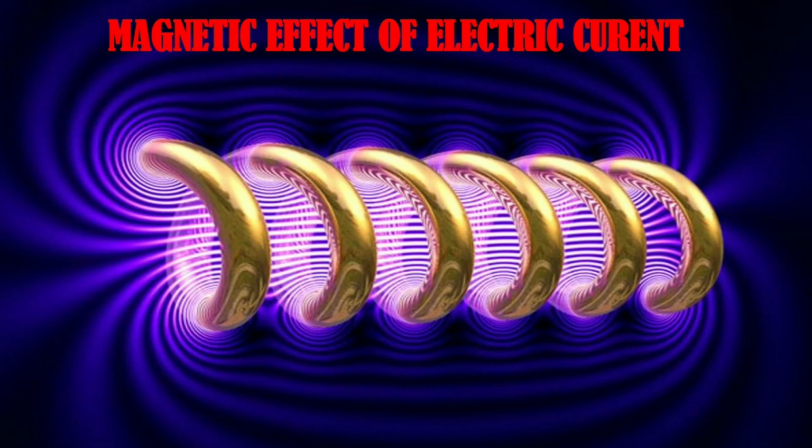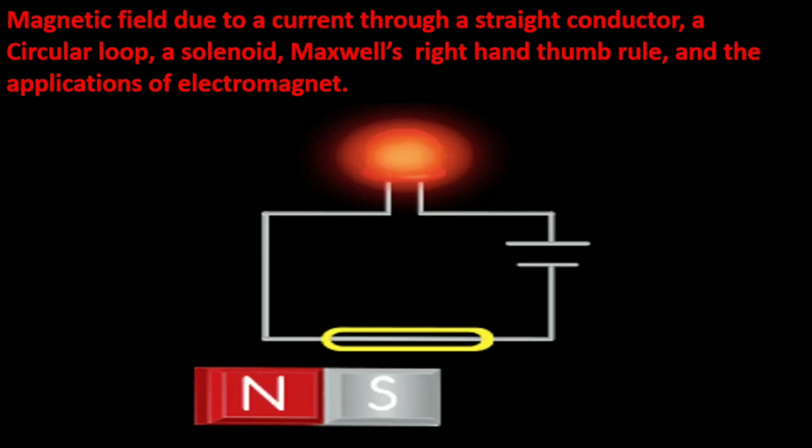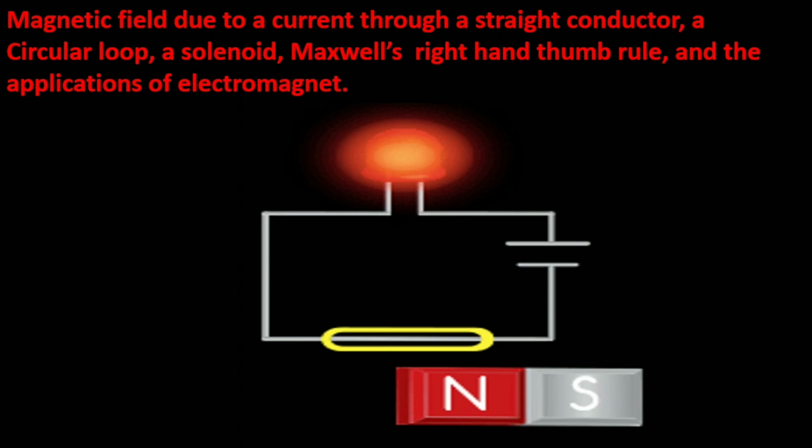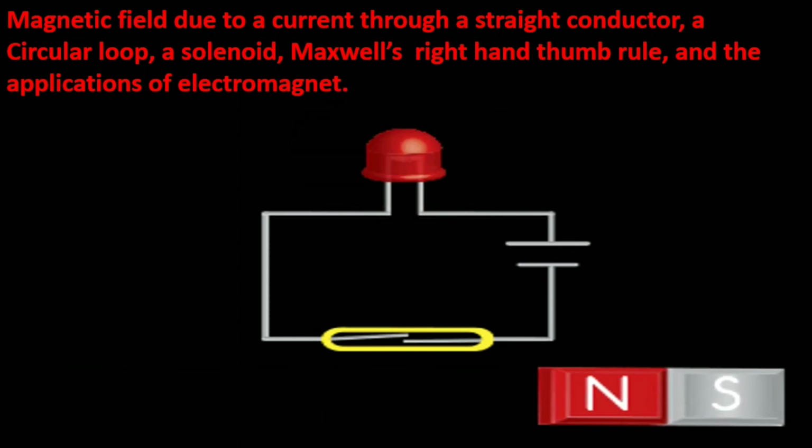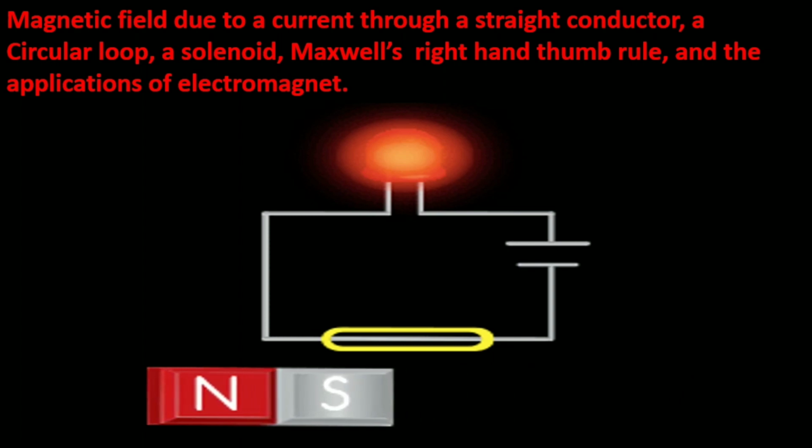Welcome back to our discussion on magnetic effect of electric current. In this segment, we are going to discuss the magnetic field due to a current through a straight conductor, a circular loop, a solenoid, Maxwell's right-hand thumb rule, and the applications of electromagnet.